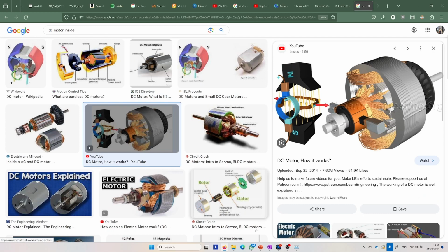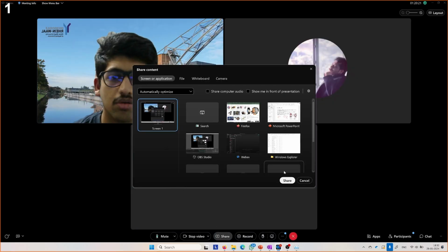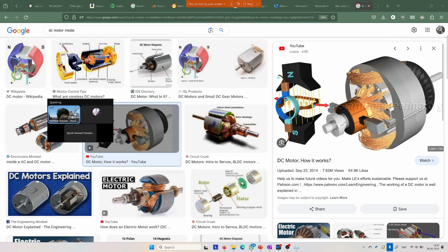Screen is not there. Only my PowerPoint was shared. So let me share the whole screen. So this is a very good image because it shows everything. On the left half of the image, you're looking at the commutator setup. Those are the commutator rings, and this coil is sliding inside these rings.